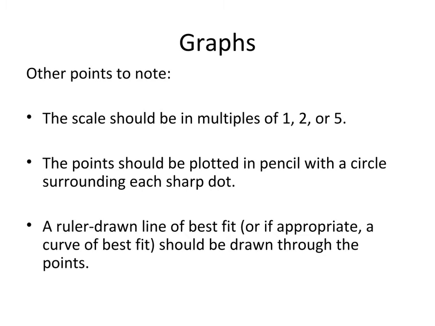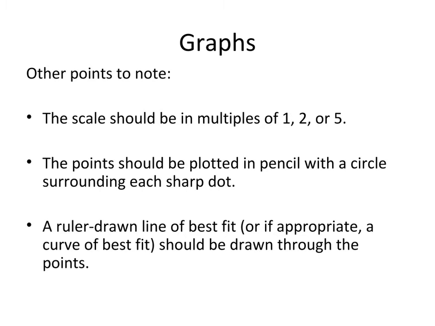Some other things to think about with graphs: the scale should be in multiples of 1, 2, or 5, because that makes them easier to read. And again, choose that scale to fill as much of the page as possible. The points should be plotted in pencil with a circle around each sharp dot, and that circle represents the uncertainty we talked about. So if I see a graph that you've made that has circles around it, I know that you're doing science and not math, because every measurement we make in science has an uncertainty.